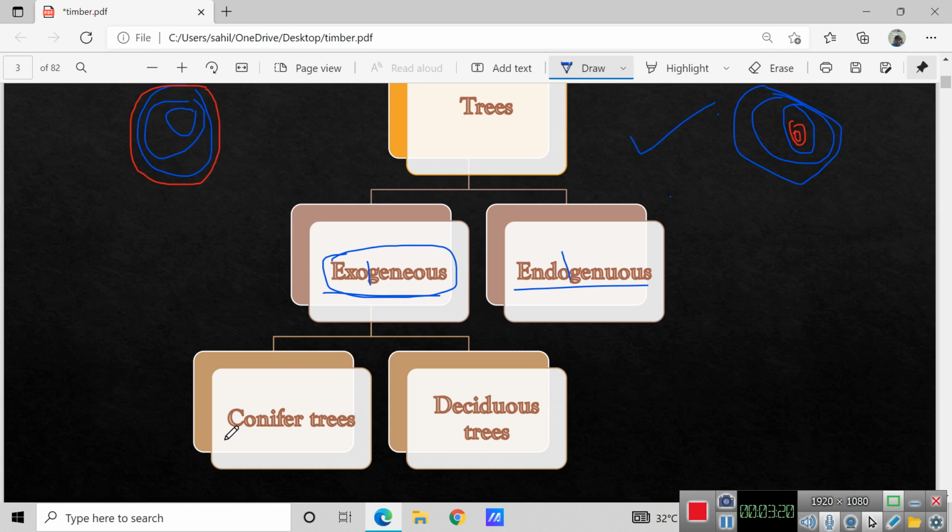Conifer trees also have another name, which is softwood trees, and deciduous trees are also known as hardwood trees, because the wood of coniferous trees is soft in comparison to deciduous trees. An example of coniferous trees is pine. They basically have needle shaped leaves, and deciduous trees have broad shaped leaves.